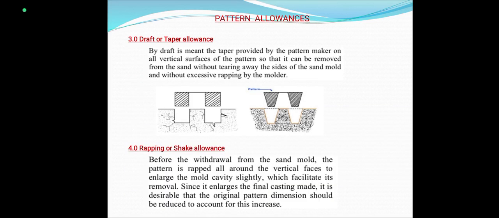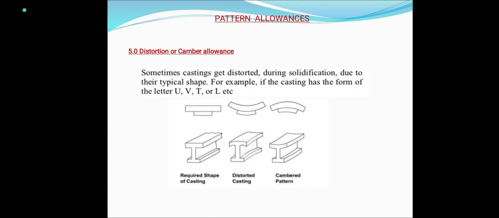Draft or taper allowance. By draft is meant the taper provided by the pattern maker on vertical surfaces of the pattern so that it can be removed from the sand without tearing away the sides of the sand mold and without excessive rapping by the molder. Rapping or shake allowance. Before the withdrawal from the sand mold, the pattern is rapped all around the vertical faces to enlarge the mold cavity slightly, which facilitates removal. Since it enlarges the final casting made, it is desirable that the original pattern dimension should be reduced to account for this increase.